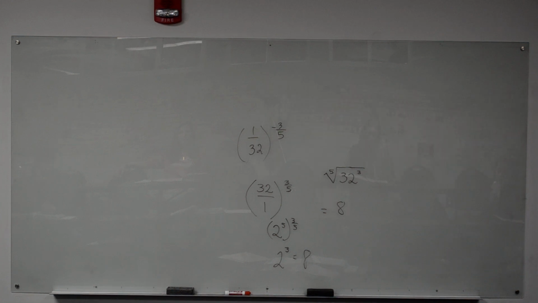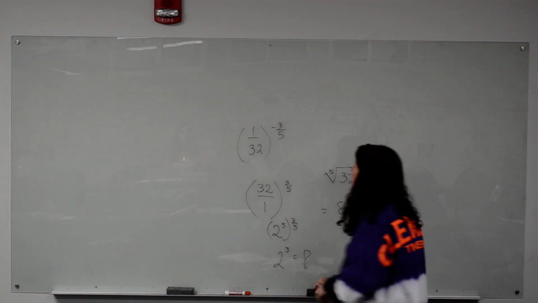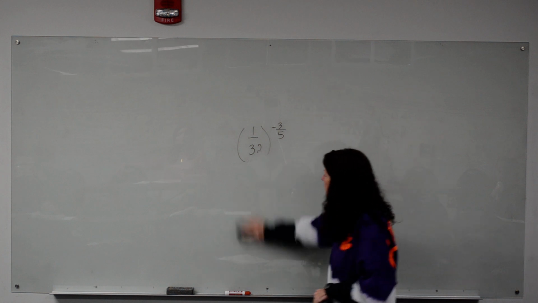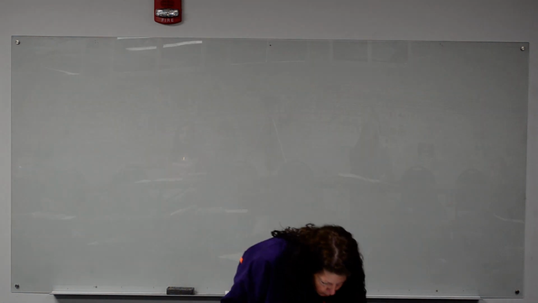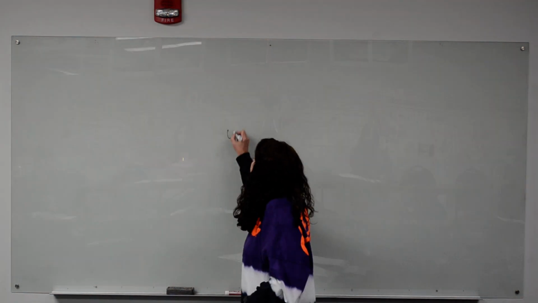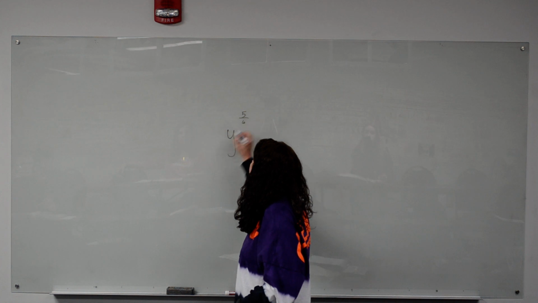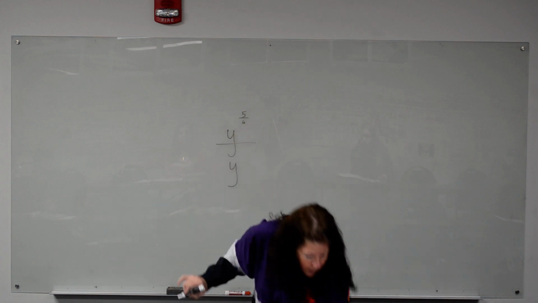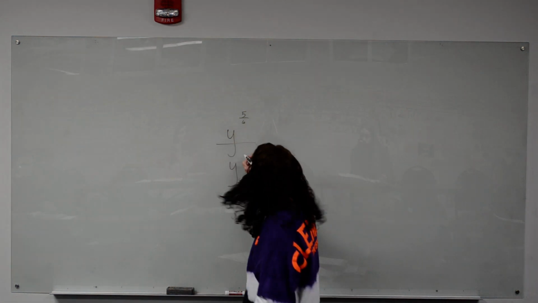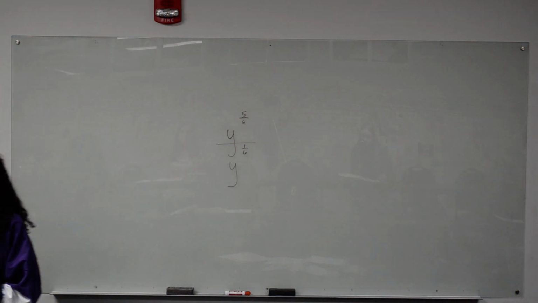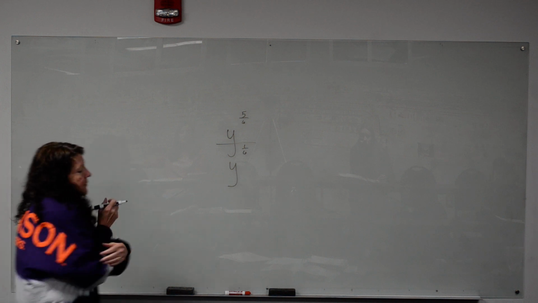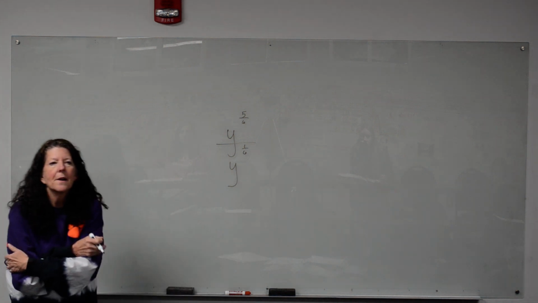All right, so we're going to take this same concept and we're going to start throwing these to the bottom, and we did some of this yesterday, to the bottom of a fraction. So what if I have something like this? y to the 5/6 power over y to the 1/6 power. Okay, look at that real close. Tell me if you have any ideas of how to do this.